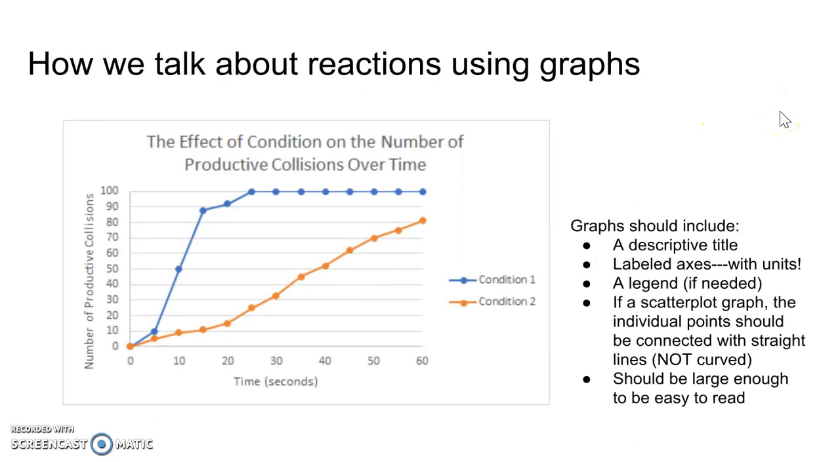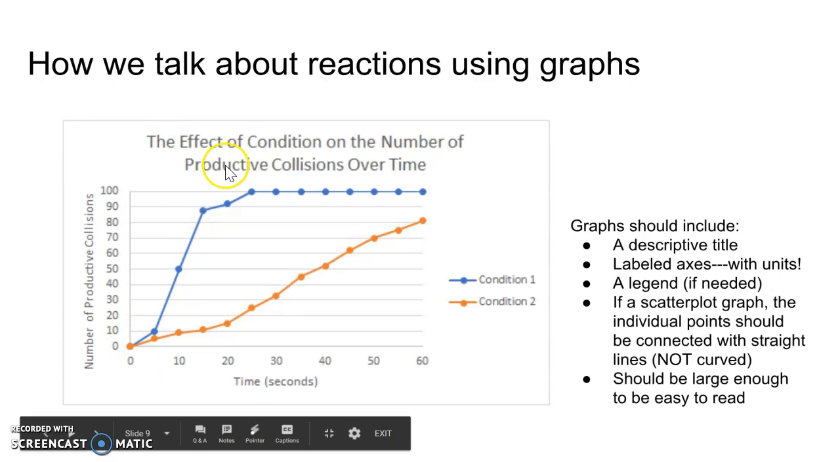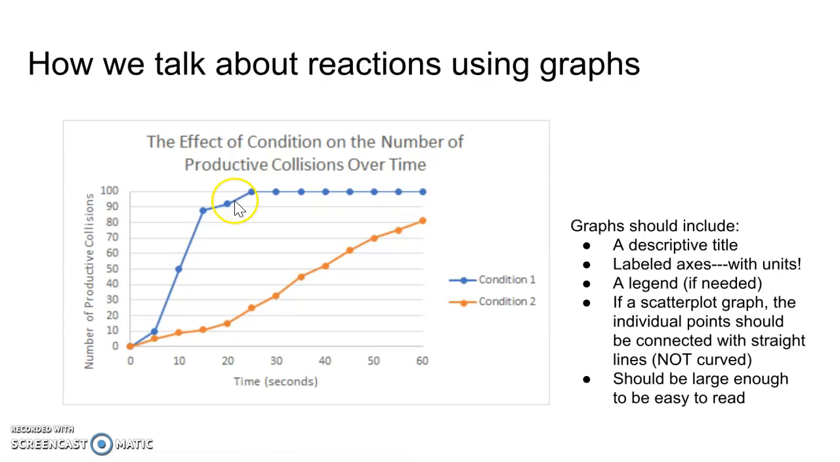All right, so last thing I want to chat about is how we talk about reactions using graphs. So I've graphed here a very, very general sort of situation that could occur. So I have the effective condition on the number of productive collisions over time. And you can see in condition 1 that you see almost immediately a very quick jump into a correct number of productive collisions. Remember that the number of productive collisions would correspond pretty well to essentially how much product you're starting to make.